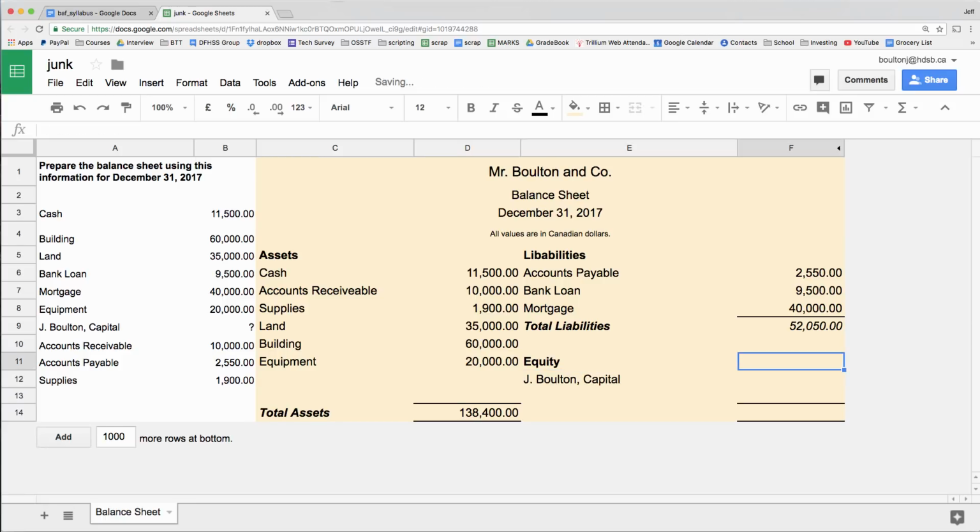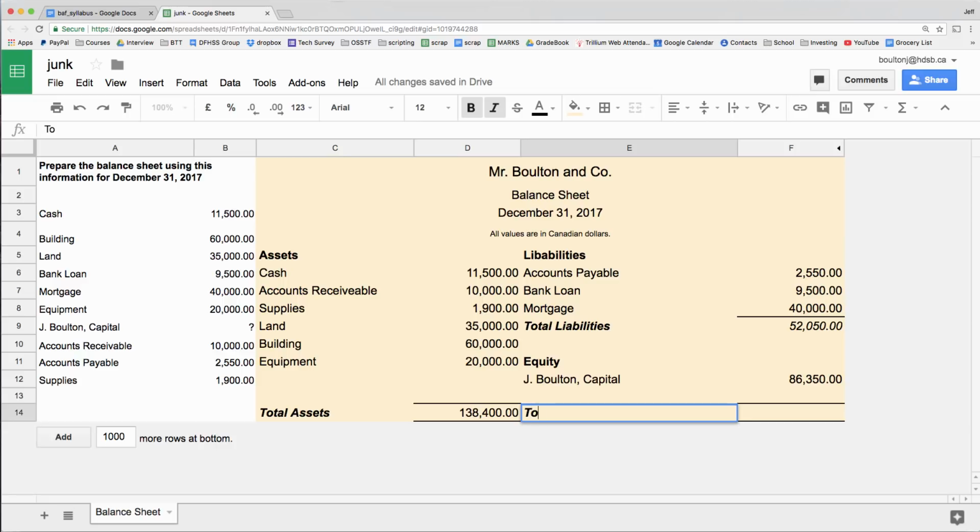And capital, if you remember, this is an equation. So total assets minus total liabilities will be the equity. And you're not given that, but you can find it. It's total assets minus total liabilities owing. And that's going to equal $86,350. Okay. Again, notice here another line because up to this line. So we're going to take this and add it with that and put it here.